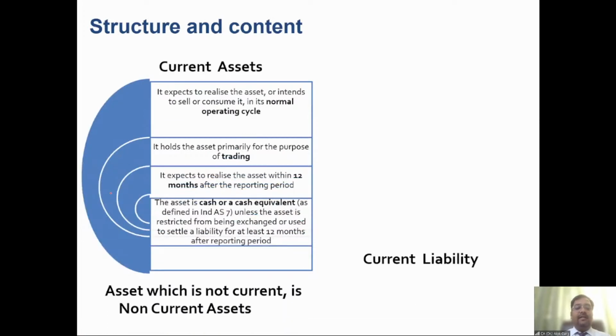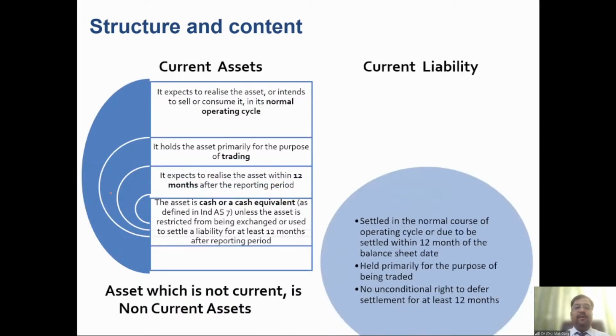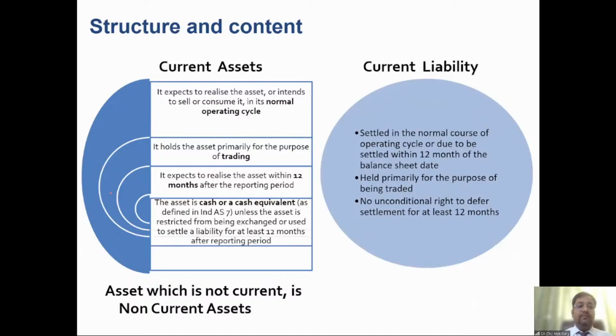So current asset, non-current asset we have discussed in the last class. What is meant by current asset? When an entity expects to realize the asset or intends to sell or consume it in its normal operating cycle, it is considered as a current asset. Or it expects to realize the asset within 12 months. Or it holds the asset primarily for the purpose of trading, like the company is purchasing mutual funds, shares for the purpose of trading. It will be considered as a current asset.